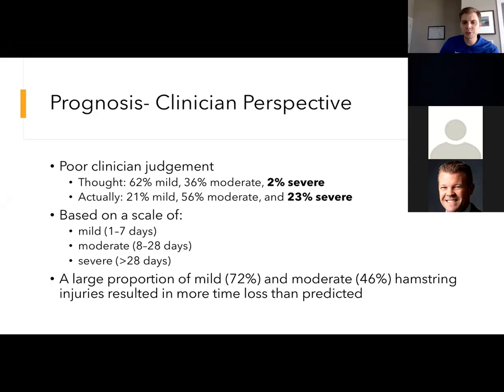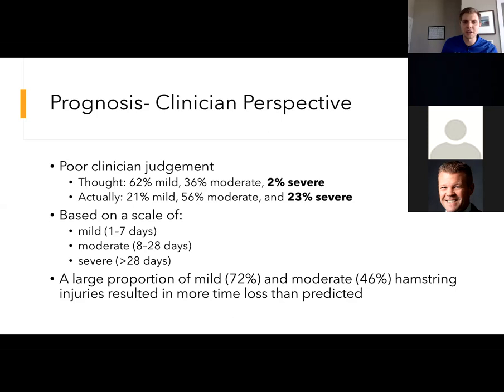At the time of injury, they surveyed these sports medicine physios, or these professionals, and asked them what they thought the intensity was based on their clinical exam. And so 62% of them thought the total injuries over this 8-year period were mild, 36% moderate, 2% severe. That was based off of the scale, as you can see below here, from mild being 1 to 7 days, moderate being 8 to 28 days, and severe being greater than 28 days.